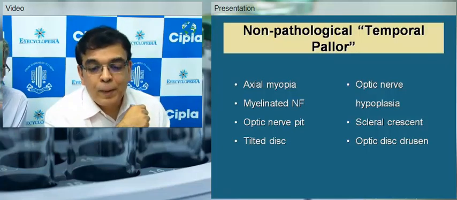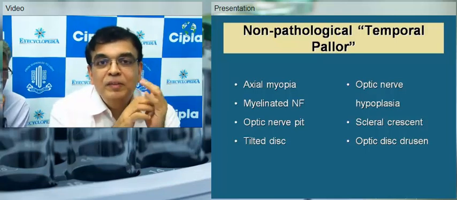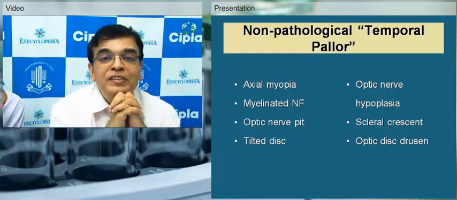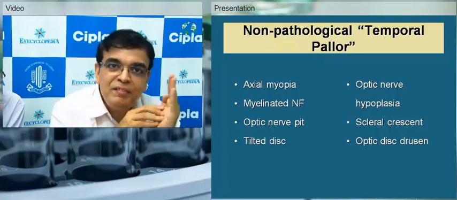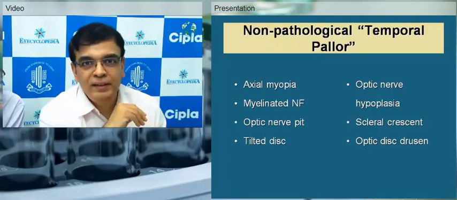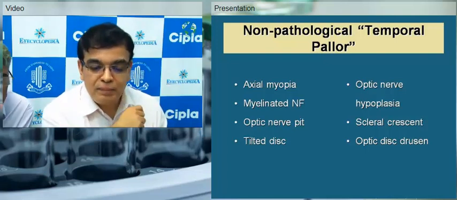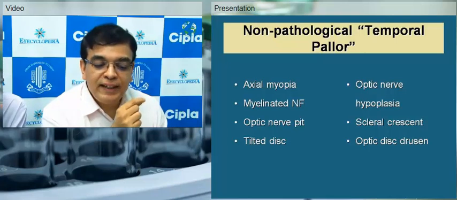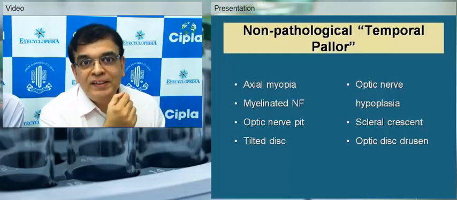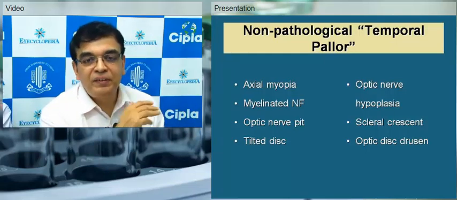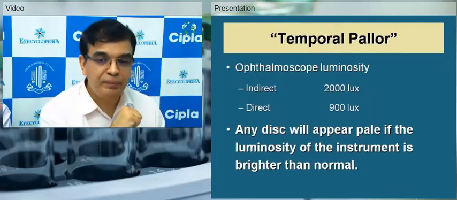Okay. So what are the so-called temporal pallor, in inverted commas, non-pathological causes? All of you have seen high myopia patients. And many of these high myopia patients have a temporal side of the disc that looks a little pale compared to the nasal side of the disc. Likewise, myelinated nerve fibers may cause the appearance of pallor. Disc anomalies like optic nerve pits or tilted discs, optic nerve hypoplasia, scleral crescents and drusen. So all these pseudo-papilledema-like conditions also produce a little bit of temporal pallor as well.